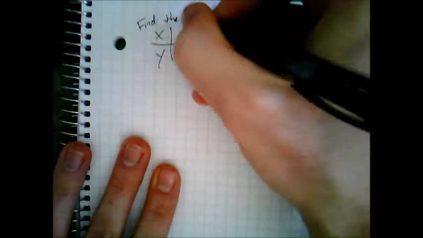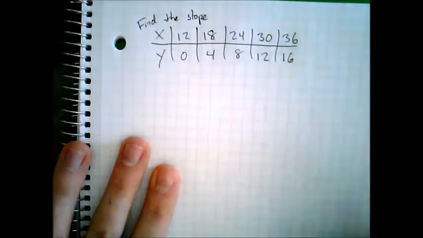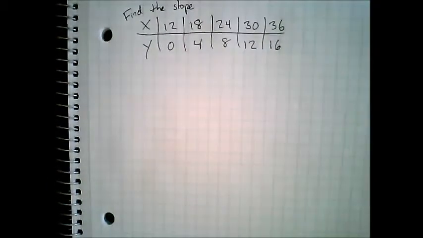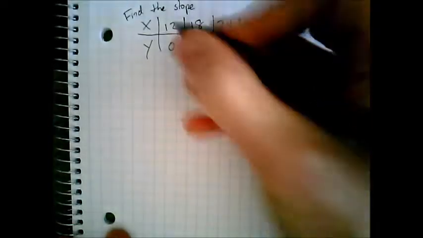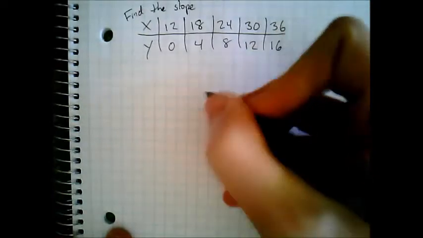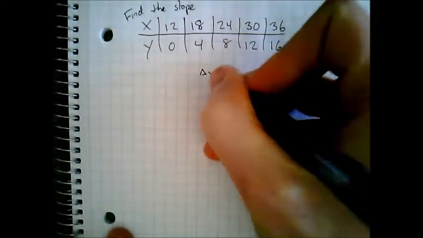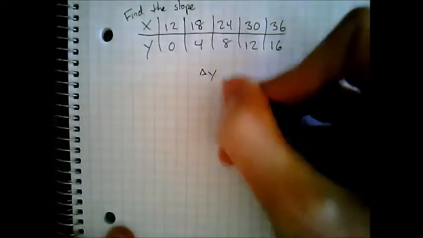Again, our directions are find the slope. So we want to find the slope of this line. We want to know how quickly is this line changing. So automatically when we see find the slope, we need these two things. We need our delta y and our delta x.